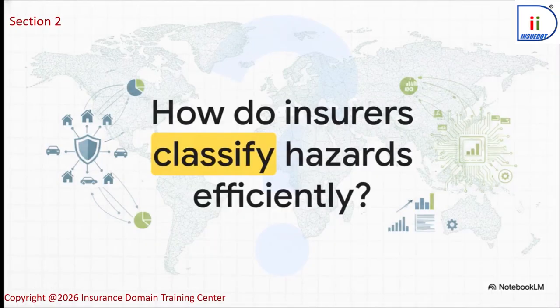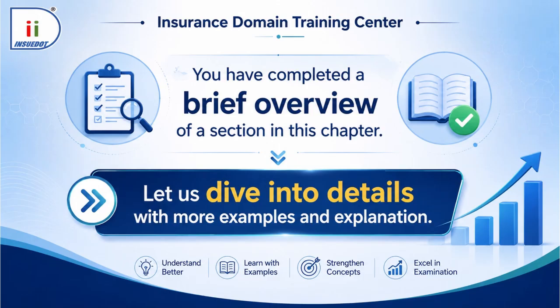But here's the thing. Evaluating a single hazard for a single property is one thing. An insurance company, however, deals with millions of exposure units. How these risks are classified. Now you have completed the brief overview of a section. Now let us revisit the same concept with more details, with visuals and explanation.